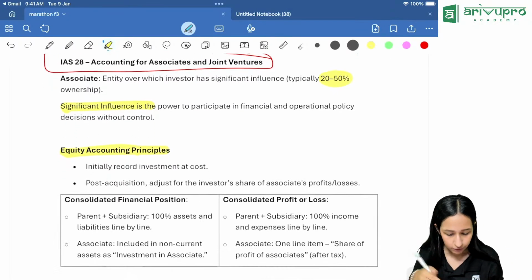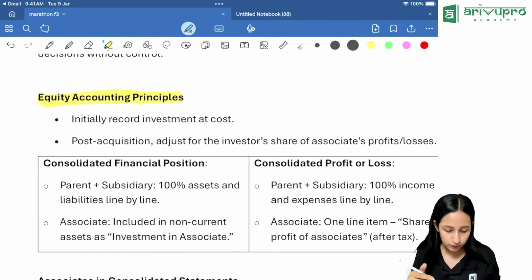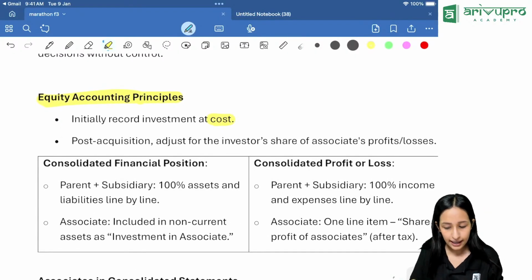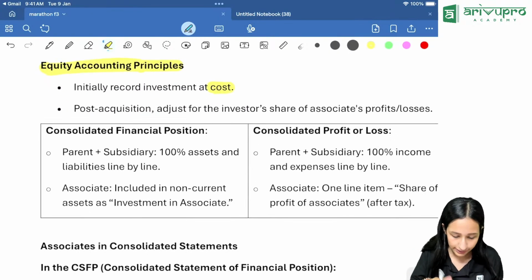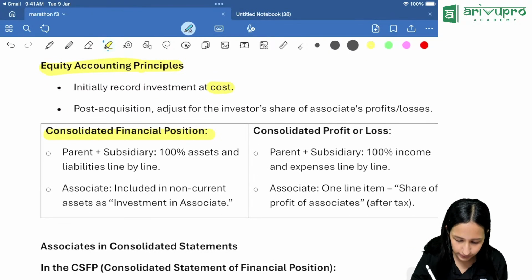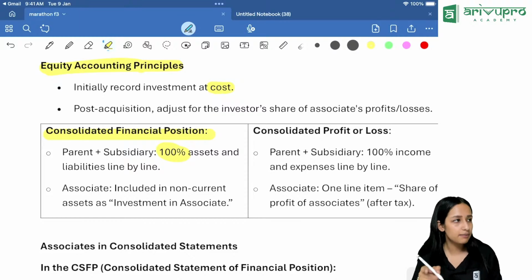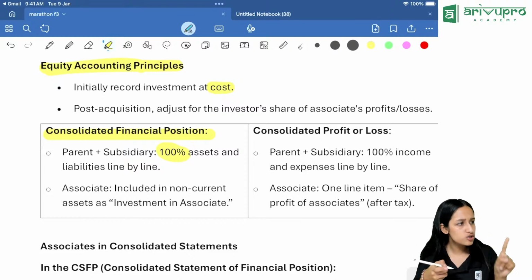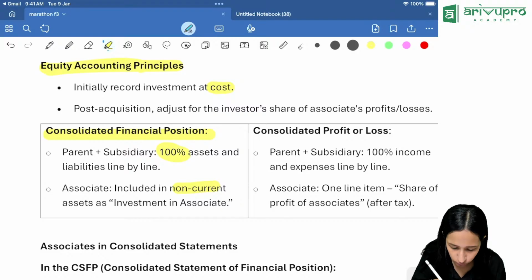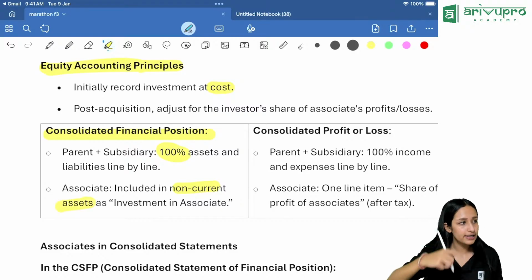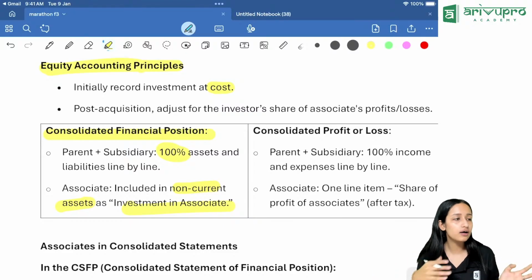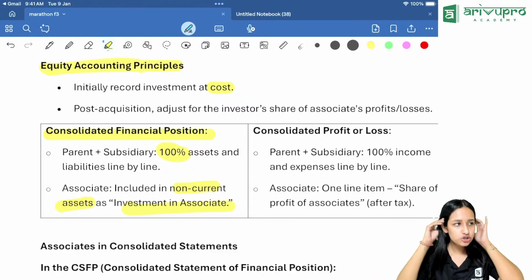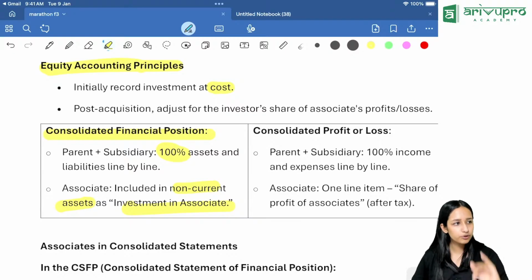Right. Now we have equity accounting. How do we do this? First we record cost, and then later you will look at the associate's profit or losses. Now see, in SOFP what you do is you will take 100% of the assets and liabilities of subsidiary, but for associate you only include it under your non-current assets as investment. That's it. You do not take the whole consolidation of the associate and put it here. You do not consolidate it.